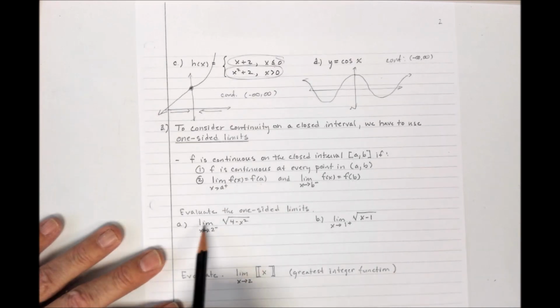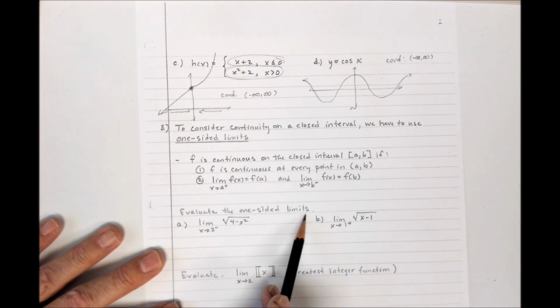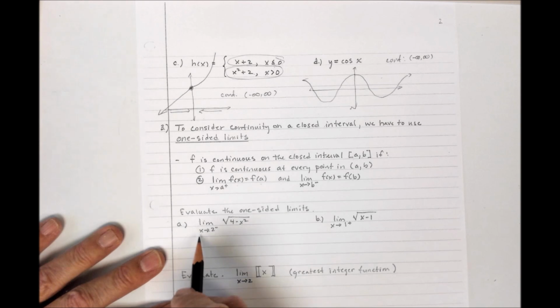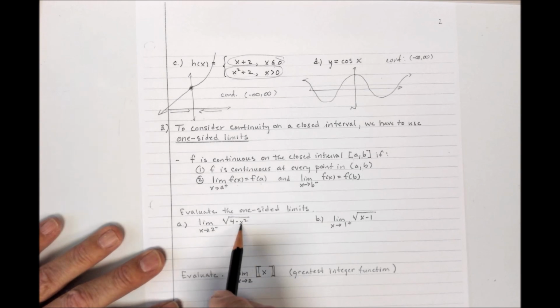So if I said evaluate the one-sided limit here, the limit as x approaches 2 from the left side. Now from the left side would be numbers a little bit smaller than 2, like 1.9, 1.99, 1.999999. Well, if I plug those numbers in here, 1.9, 1.99, 1.99999, and I square those, this is getting closer and closer to 4.